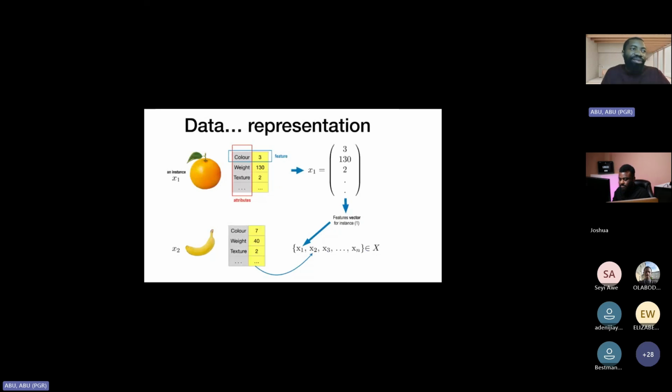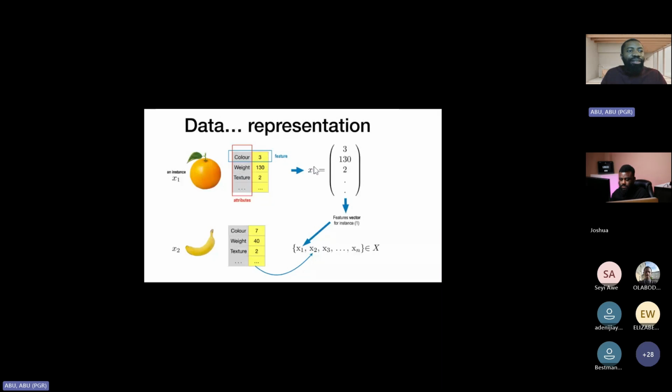So, for example, the example I gave about categorizing fruits. You have an orange. This orange, we call it an instance, X1, for example. We have a banana. We call this banana X2. So the orange has some characteristics. It has a color, it has weight, the average weight of an orange, and then it has, let's say, a texture. So we can now assign values to each of these features. We call them features: the color, the weight, the texture. We call those things features in machine learning when we're talking about data representation.